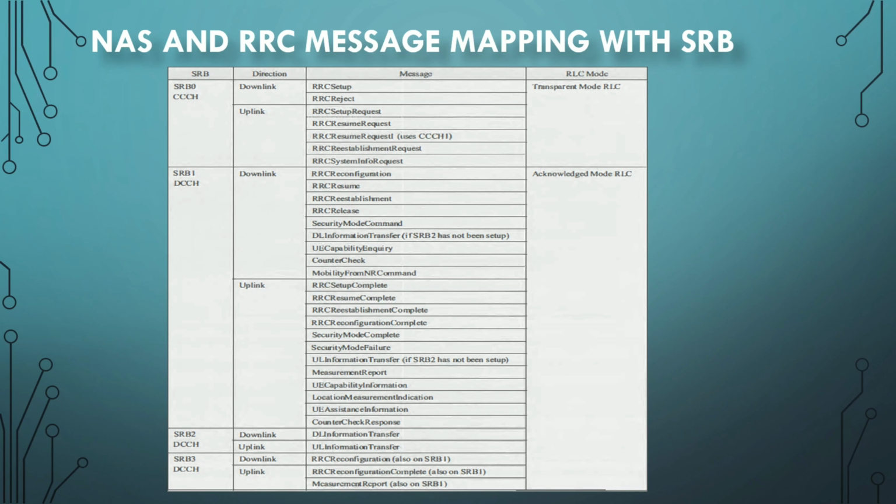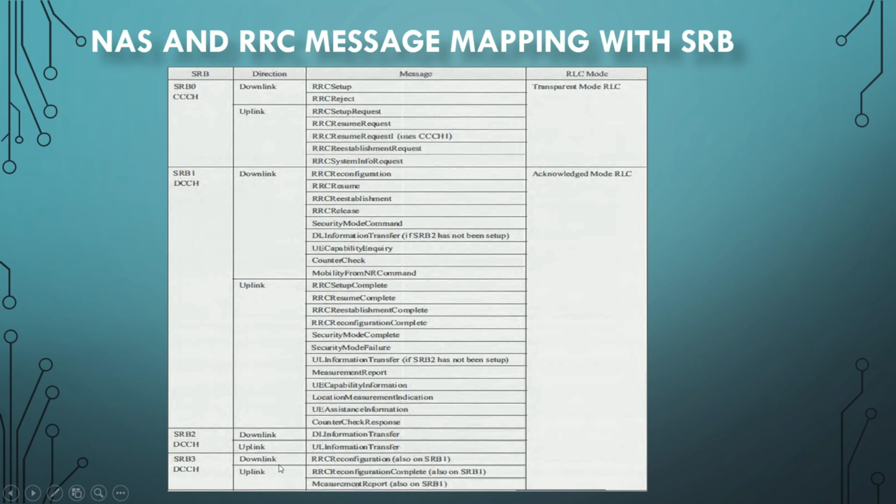Here the SRB types are defined, then the direction, whether uplink or downlink, the messages each contains, and the RLC mode. If we start with SRB3, because SRB3 is part of NR, you can see SRB 3 also supports the AM mode as its RLC mode.